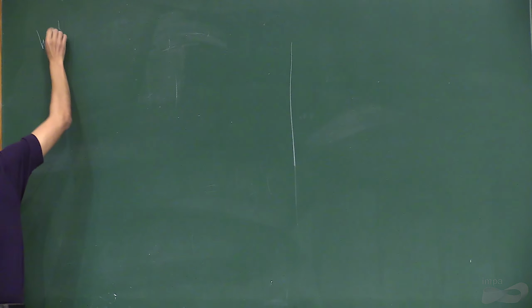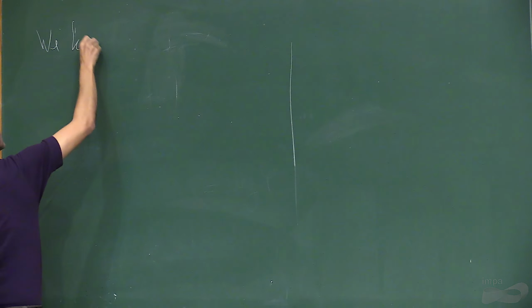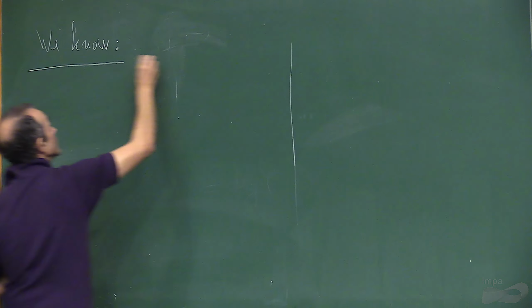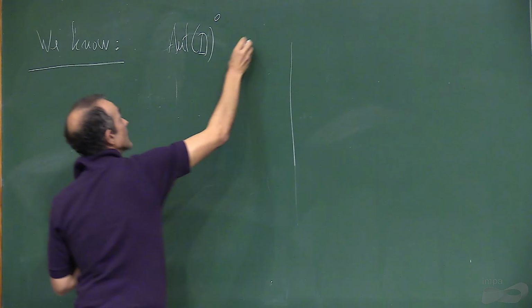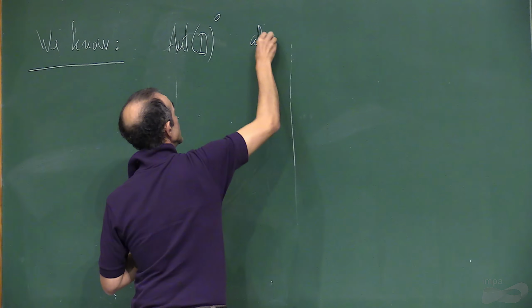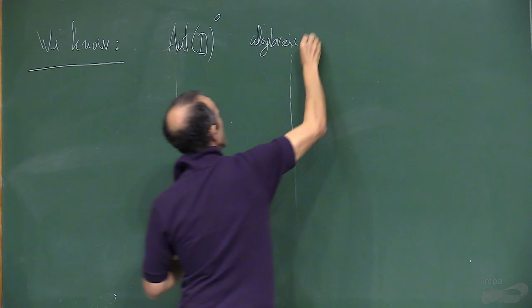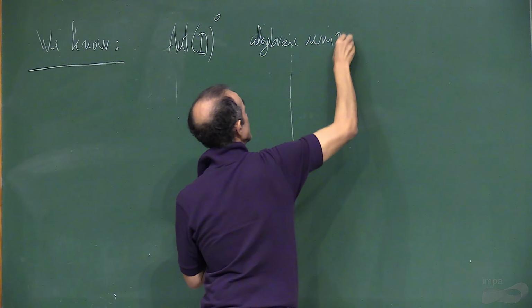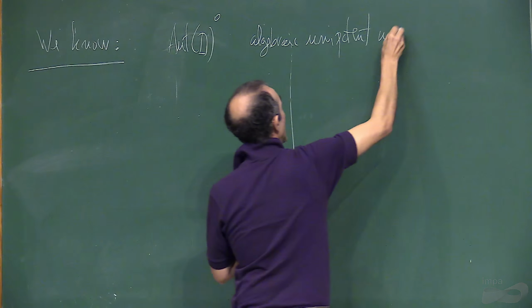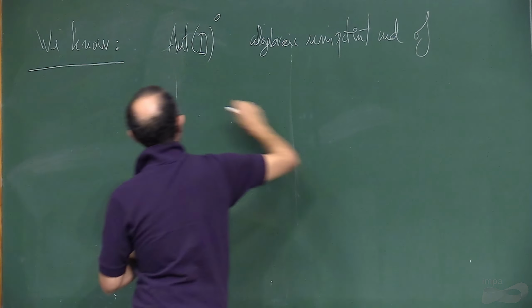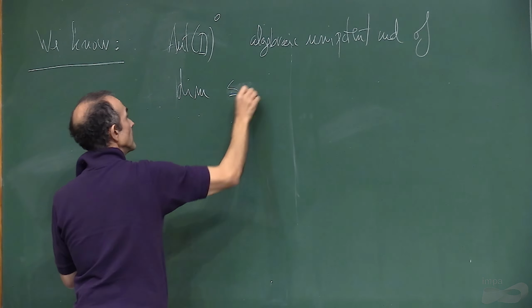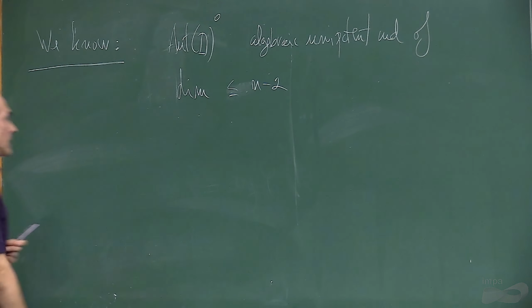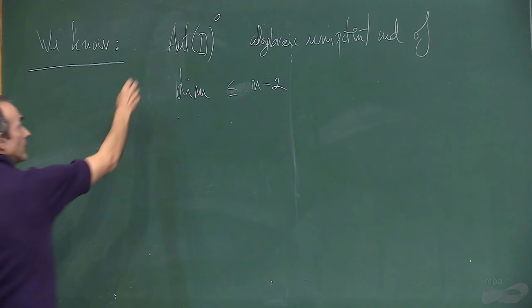Then, let me recall the other theorems. We know that this is algebraic, unipotent, and of dimension lower or equal to n minus 2. This is Theorem 2.